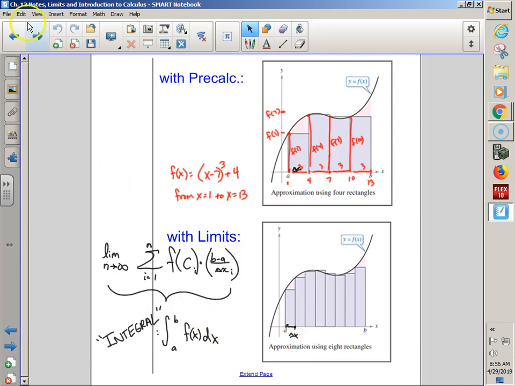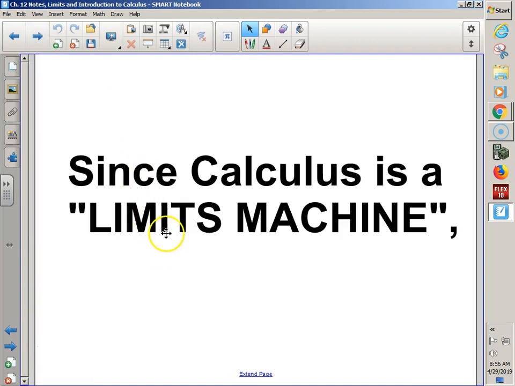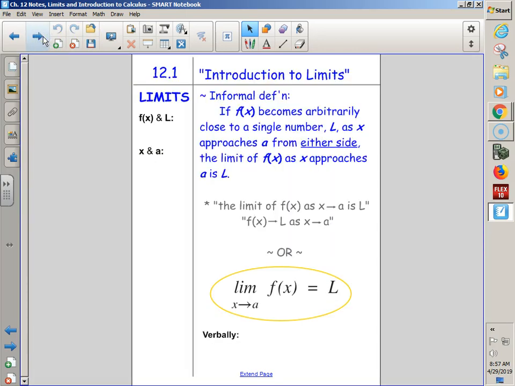But either way, the key word to both of them is approach, and approach leads to limits, and limits somehow form the entire foundation, the entire basis, of calculus. So therefore, we should probably figure out what a limit is. Here we go. Introduction to limits, which is actually, I think, part of the chapter title. No, Chapter 12's title is Limits and an Introduction to Calculus. Anyway. Introduction to limits, then.